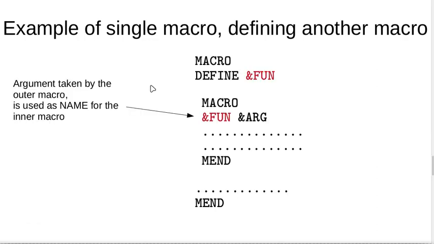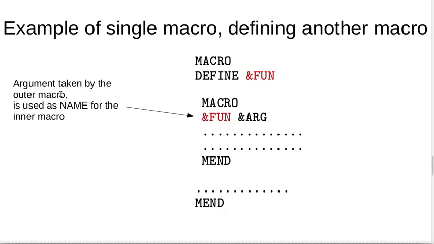A very interesting thing is that this same argument for the outer macro can be used as a name for the inner macro. This is the outer macro definition, and here is the outer macro name. This is the argument for the outer macro. Its name is ampersand fun. Now in the inner macro, when we are defining it, that also begins with the macro keyword. In the second line, we are supposed to write the name of the macro, right? But in this case, we are passing the argument of the outer macro, which is ampersand fun, as the name of the inner macro. Fine.